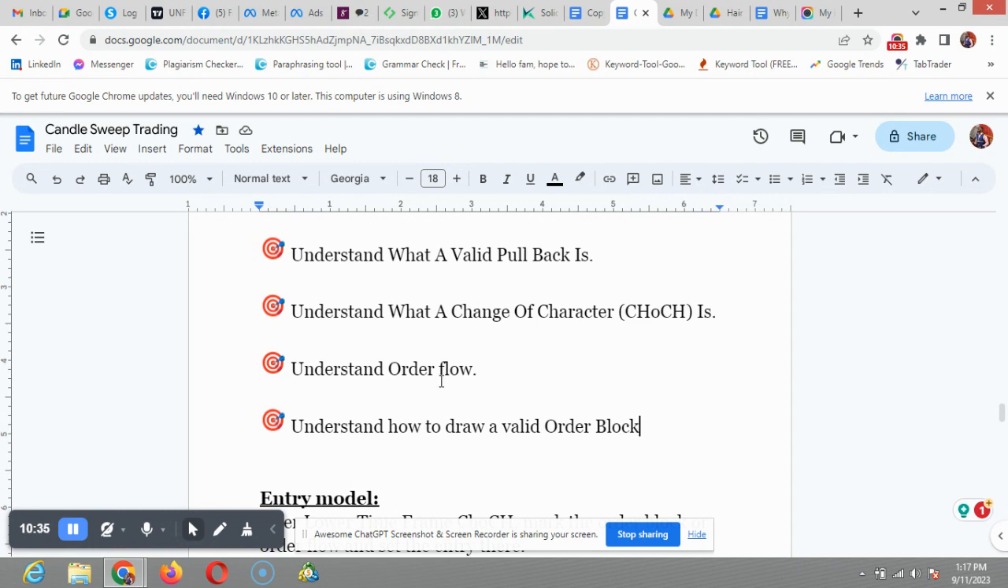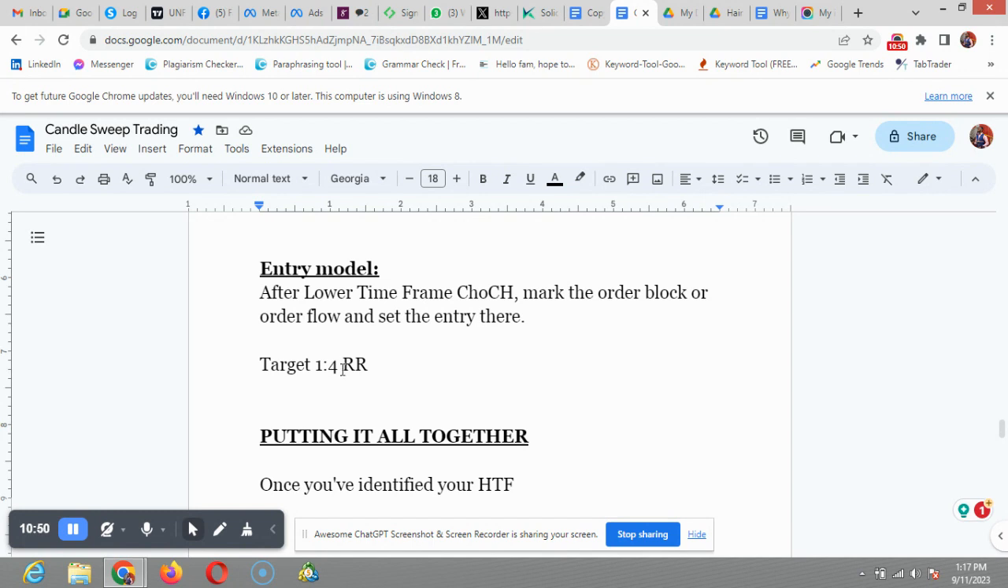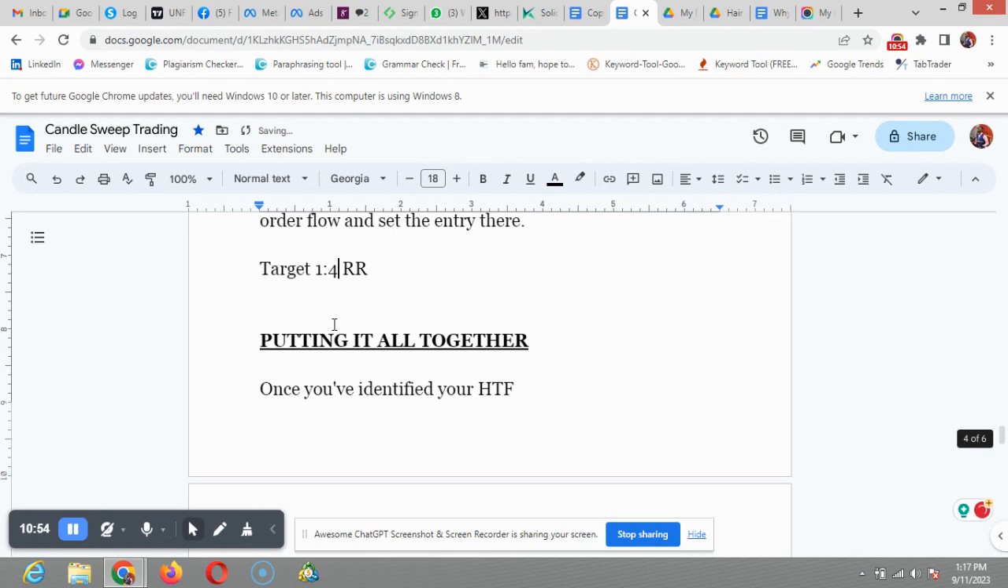So you see why I have to explain all of this to you guys, right? Order flow, order block. Once we see a church on the lower time frame, which is our M15, we mark the order block or the order flow, and then we set our entry there. You can have any target, 1 to 2, 1 to 3, 1 to 4, depending on your experience. For me, I particularly use 1 to 2.5, or sometimes 1 to 3, and you learn all of these in our other classes.